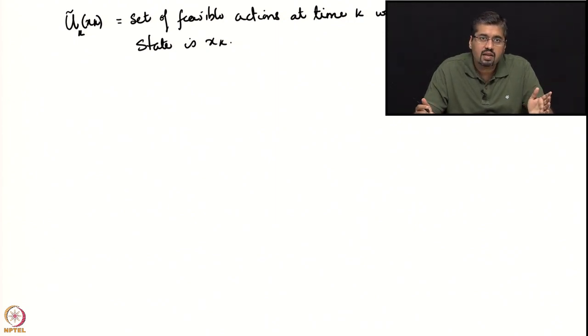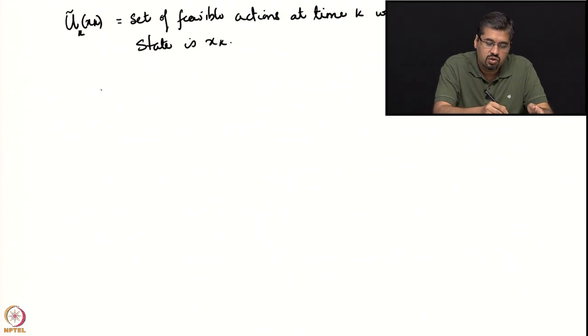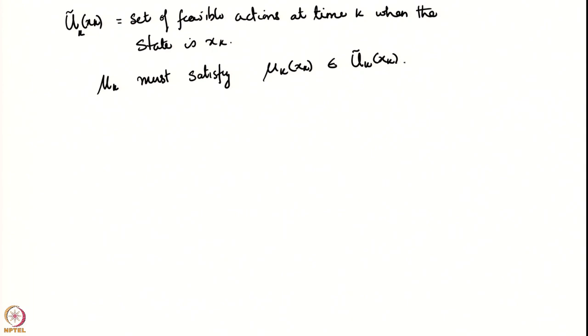So in that case, any policy that you choose must respect this particular constraint. For a policy to be admissible, it must map the state to an action that is present in this set. So your mu k must satisfy that mu k of x k is in U tilde k of x k. This is something that is required from any policy that you choose.